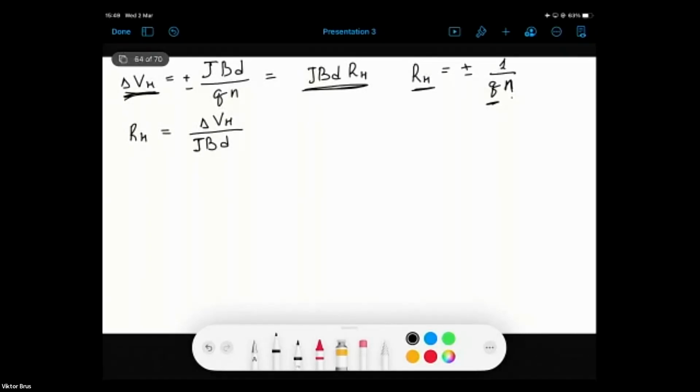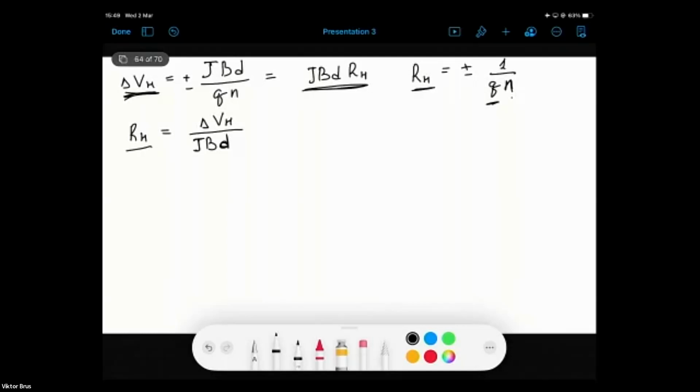We have some ampere meter connected in series to this conductor. We have information about magnetic field. We also can measure magnetic field. And obviously we can measure the height of this conductor. So here we have 4 parameters, which all of them can be experimentally directly measured. Means that we can experimentally determine Hall coefficient.